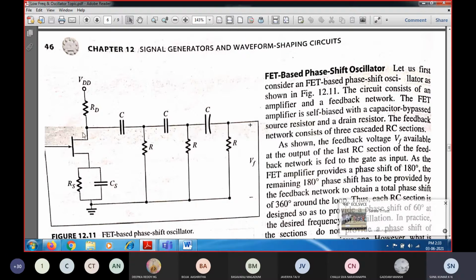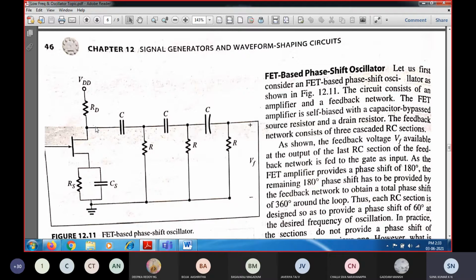Because of the configuration of the circuit itself, the transistor, so the FET, is going to provide a 180-degree phase shift between the input and output. If you see, you will be getting a 180-degree phase shift. The output will be 180 degrees out of phase.